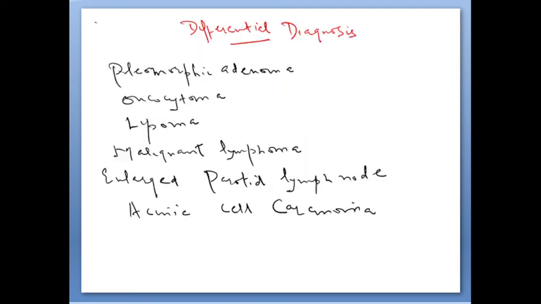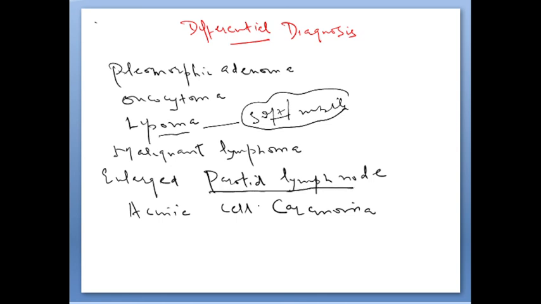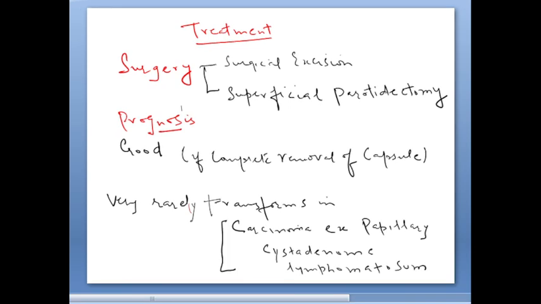Differential diagnosis: pleomorphic adenoma, based on the location; oncocytoma, based on the location; lipoma, because it is doughy, sometimes soft, mobile. Then there is malignant lymphoma, then enlarged parotid lymph node, and again based on the location, an important differential diagnosis can be acinic cell carcinoma. Treatment is by surgery, surgical excision or superficial parotidectomy to remove the whole of the capsule.